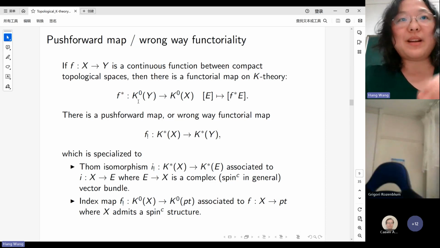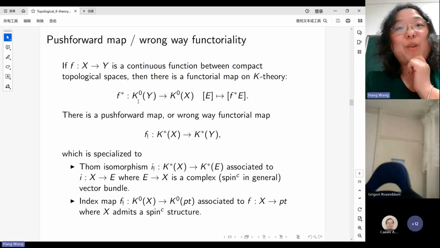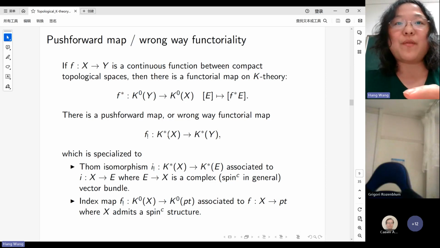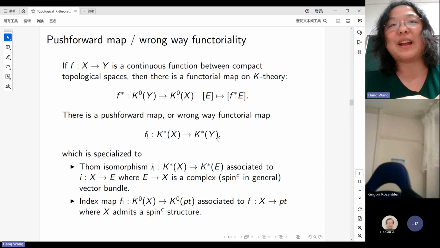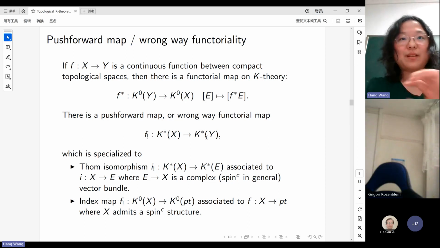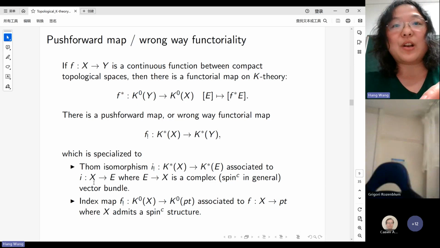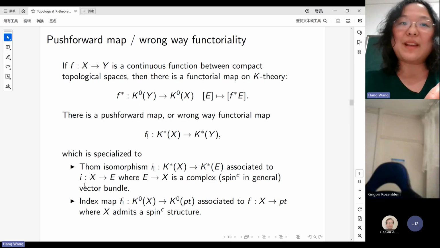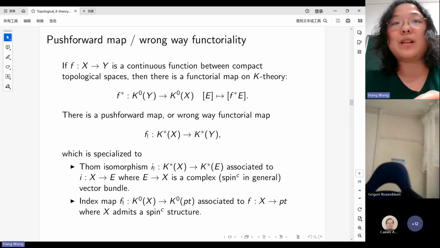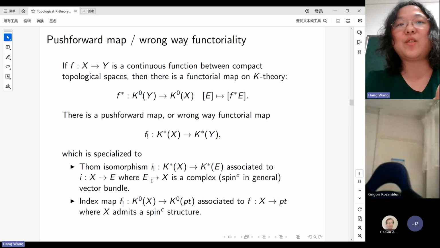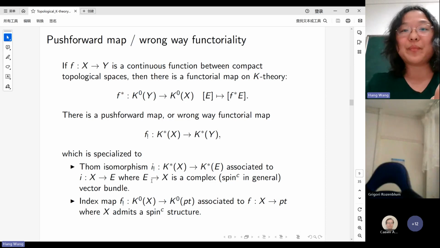And we also recall there's a wrong-way functorial map going from K-theory of X to K-theory of Y. That is the reversed way. And this is very important because in some special cases, for example, if f is replaced by the inclusion of a base space into its vector bundle, then this push-forward map gives rise to the so-called Thom isomorphism on K-theory.